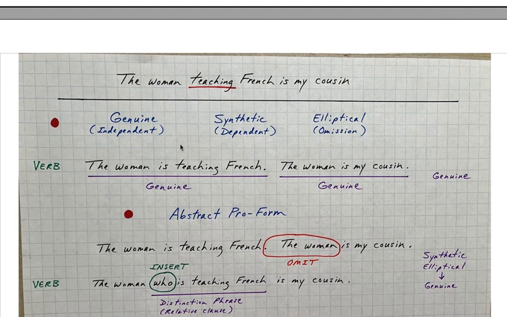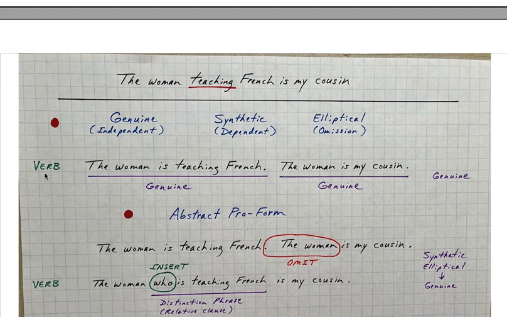I speak of three levels in sentence structure, in other words, in syntax. There's the genuine level, used to be called independent in traditional grammar. The synthetic level, which in traditional grammar you might say dependent. And then there's the elliptical level, and that's where you omit things. In other words, you make the sentence shorter, more concise, quicker.